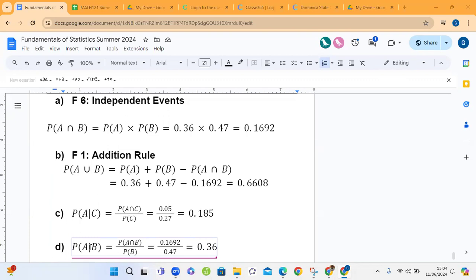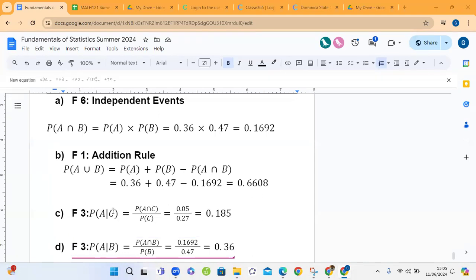You can use the word if also for that vertical line. This vertical line has other words, but there are 3 popular words you can use. You can use given, you can use after, you can use if. A if B is A intersect B over B. B is the condition. 0.1692 over 0.47 will give us 0.36. And as you can see, it's formula 3 that we use.